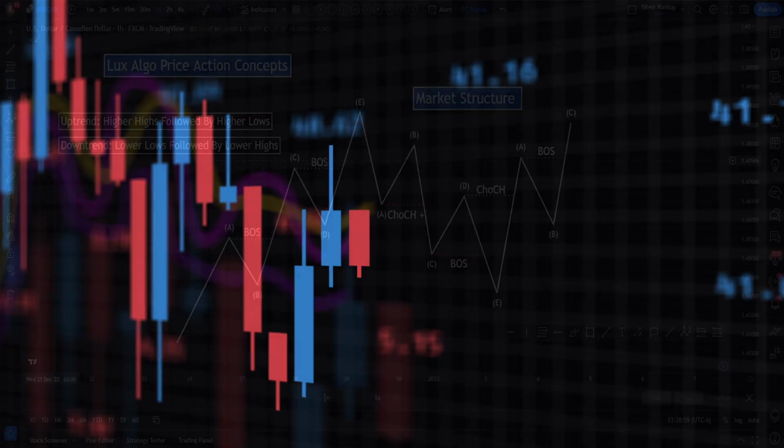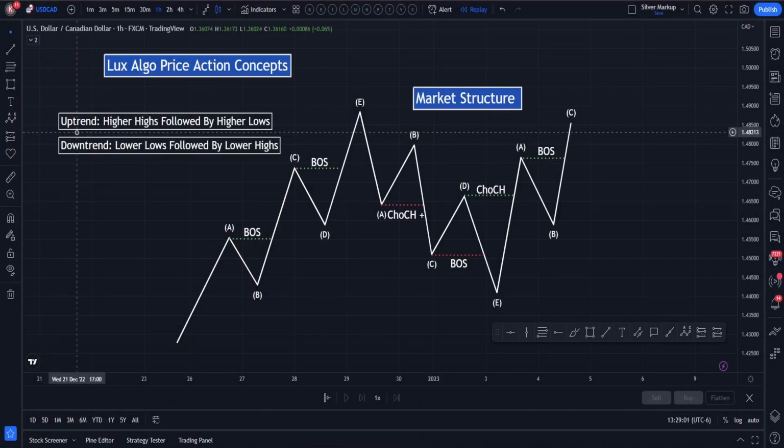So in an uptrend, you're going to have higher highs followed by higher lows. This would be an example of an uptrend where you have a high followed by a higher low, then a higher high, followed by a higher low. And as long as that continues to be the case, you're still within an uptrend and you have the market generally going up. The downtrending example is lower lows followed by lower highs.